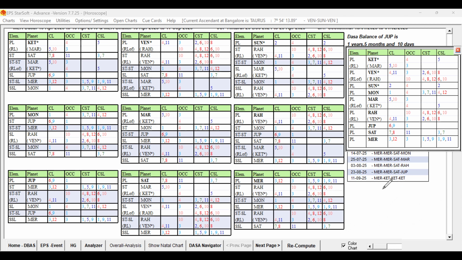One thing you have to keep in mind: suppose Rahu's star level 6 and 10 is not there, then automatically the detrimental signification of Rahu is definitely going to be reduced or is not present.